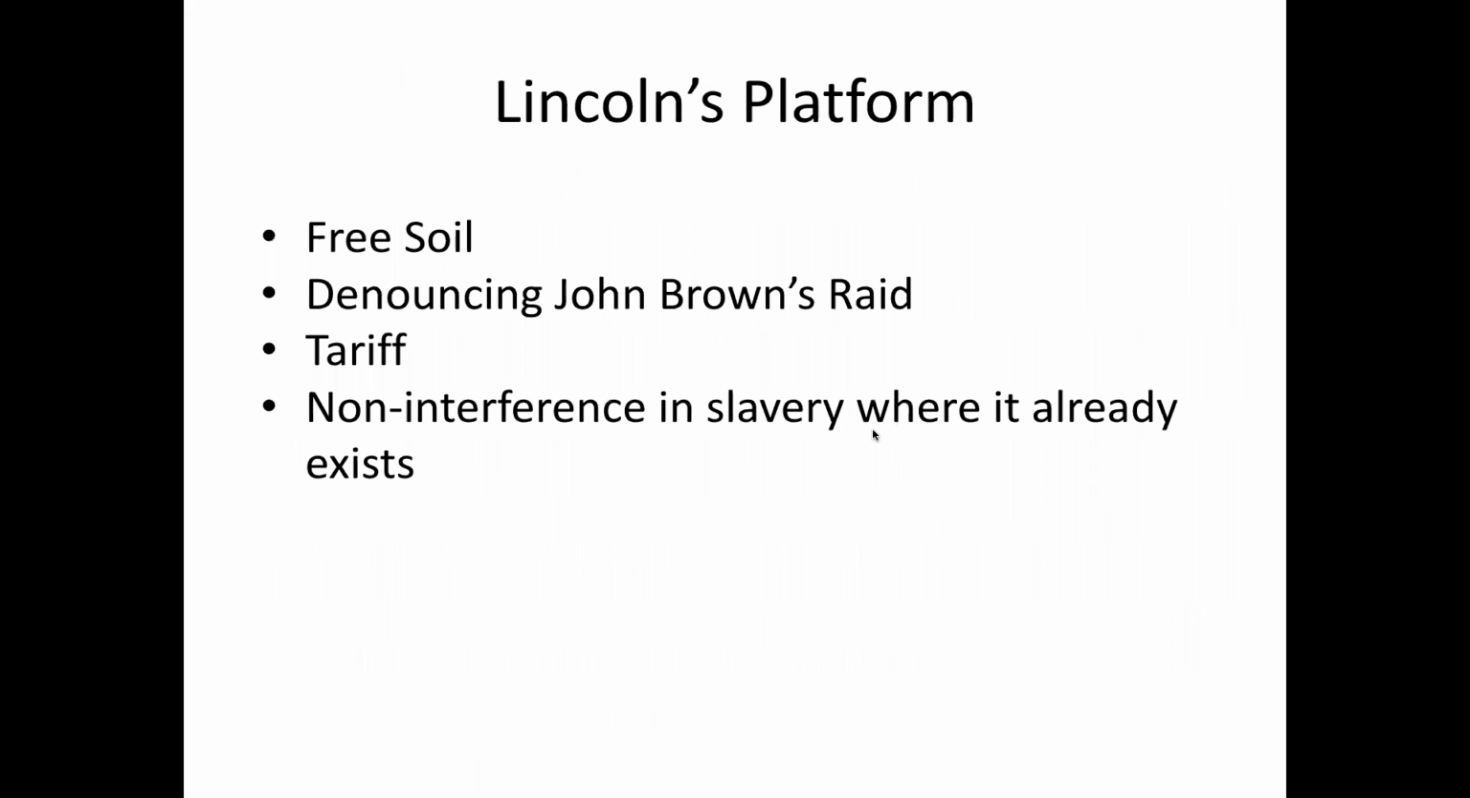Lincoln's platform, you can see, is free soil, denouncing extremists like John Brown, and he wants a higher tariff. And you can see that he's going to slowly but surely be changing his views on slavery. He's going to go a long way between his platform in 1860 on slavery and saying, let's just let it be where it is now, and we just won't expand it, to the Emancipation Proclamation a bit later.